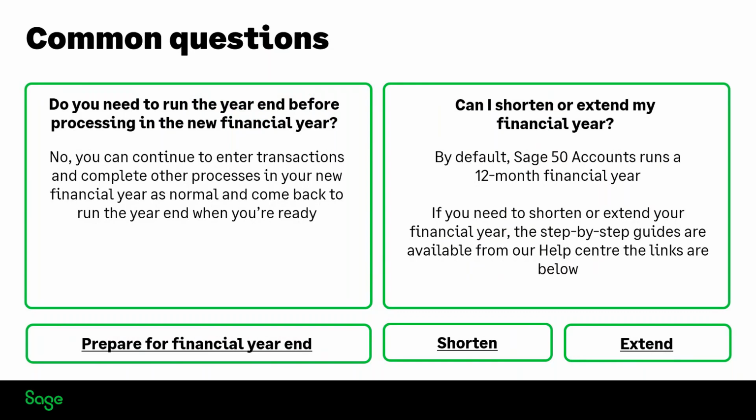Another common question I used to get was, can I shorten or extend my financial year? By default, Sage 50 Accounts runs a 12-month financial year. However, if you need to shorten it or extend it, so your new financial year starts sooner than it should or later than it should, you can absolutely do that.